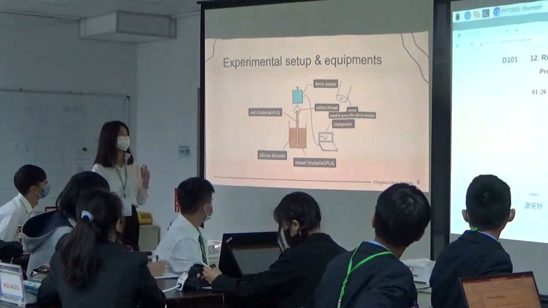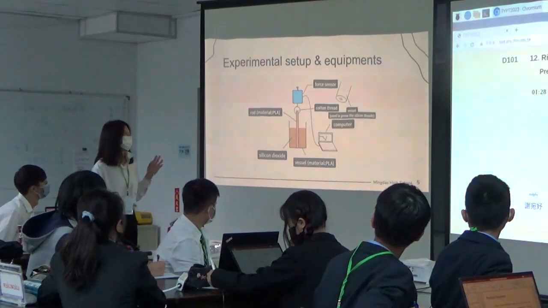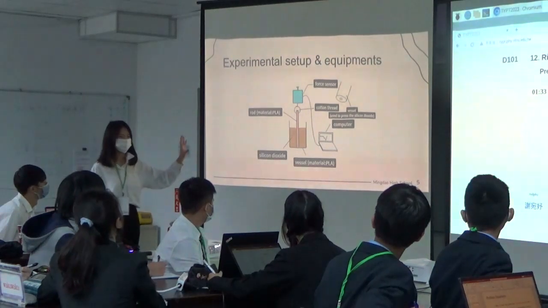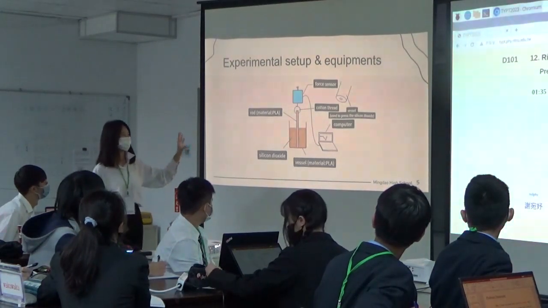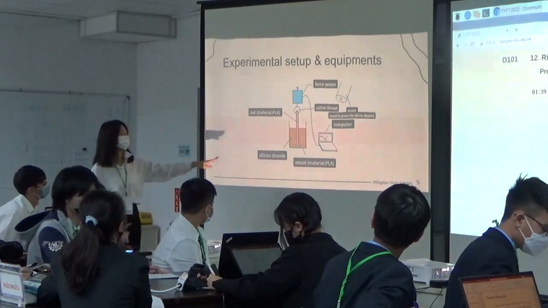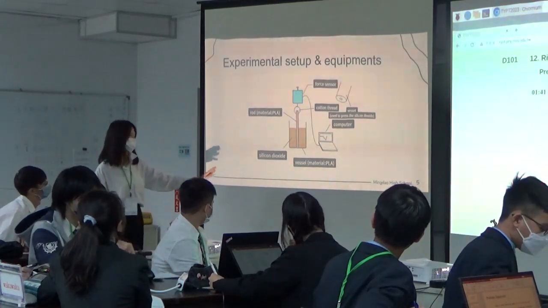And this is the experimental setup of our equipment. The material of our vessel and the rod is the same. We use a 3D printer to make them, so the material of both is PLA. And for our granular material, we use silicon dioxide.